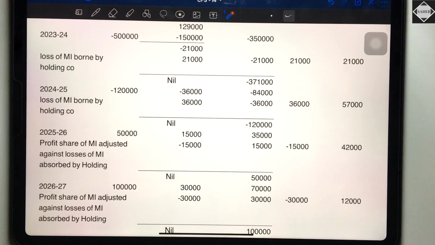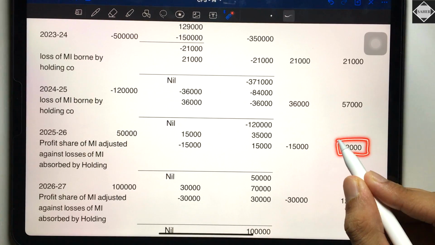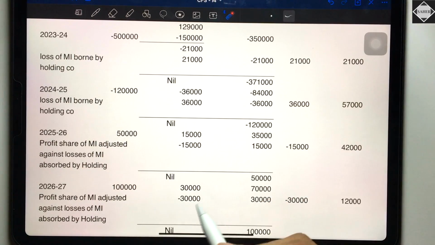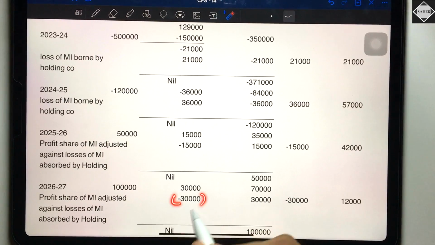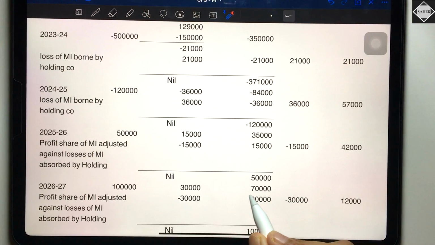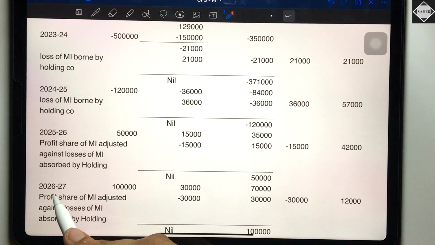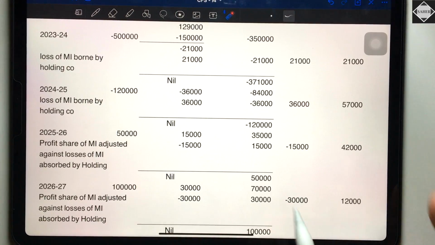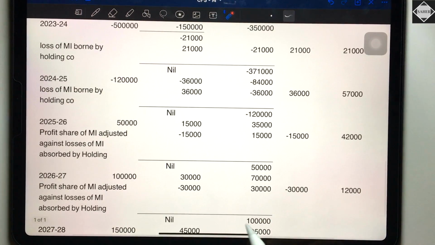Simple, easy. Now the same thing you have to do again. 42,000 is still yet to be recovered, so this 30,000 cannot go to minority, it has to go to holding. So minus 30, and now this 30 will flow, this profit will flow to holding company. Okay, so 70 plus 30. So in this year, in 2026-27, holding has made how much profit? 70,000 profit, holding share only, and 30,000 recovery. Okay, so in total it is 1 lakh. 1 lakh positive has gone in the consolidated P&L.